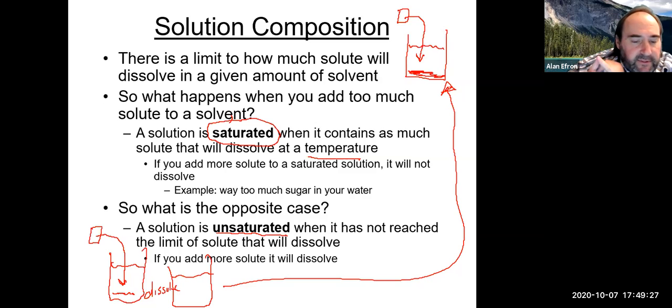So saturated solution, maximum amount you can dissolve at that point. If you continue to put solid in there, no more is going to dissolve. Unsaturated solution, you have not hit that point. You could continue to put solute or solid in there, and it will continue to dissolve until you hit the saturation point. And at that point, obviously, it will not dissolve.